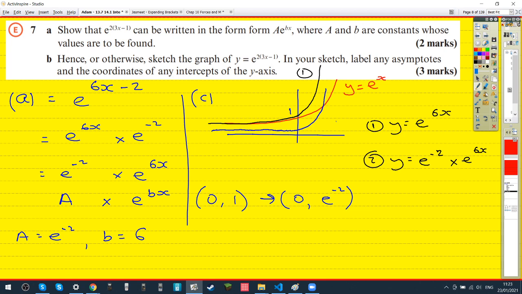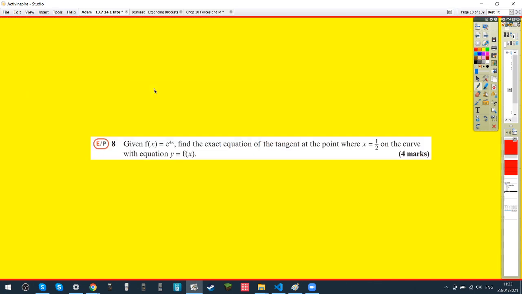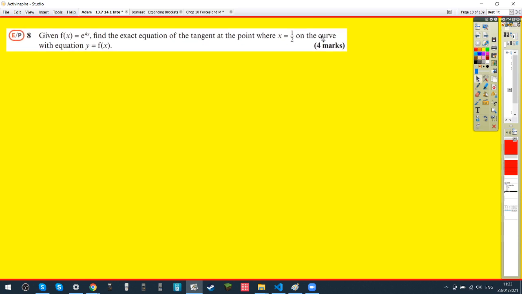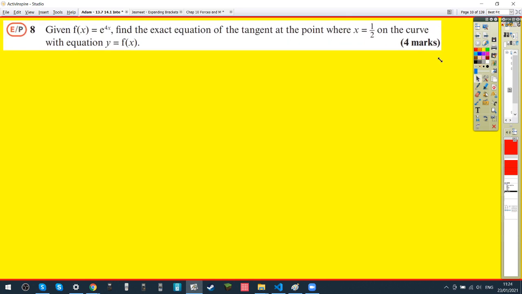Yeah. This comes up a lot, that you have to split it into e to the something times e to the something else if they're being added or subtracted. Okay. Okay, this is more like it. How do we do this one?